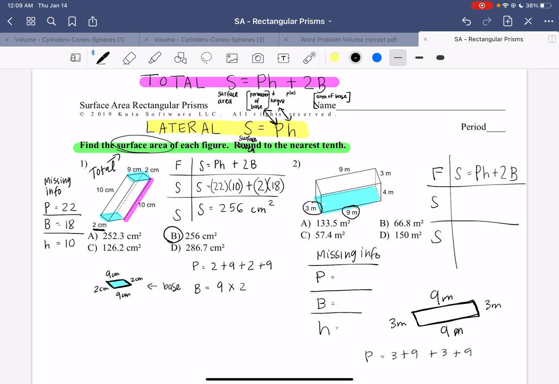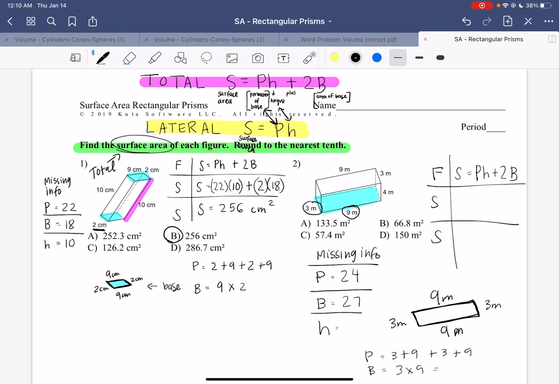So 3 plus 9 is 12. And then 12 plus 12 is 24. So our perimeter is going to be 24. And now for our area of our base, we're going to go, remember, length times width or base times height. So we're going to do these two adjacent that I'm lasering in red, 3 times 9. So 3 times 9 is going to equal 27.